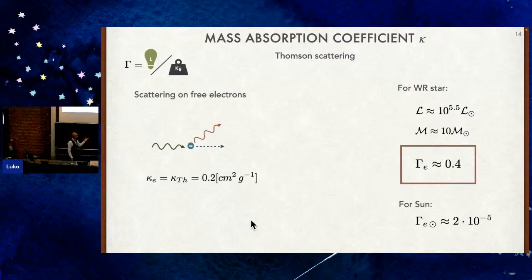What this means is that nearly half of the force of gravity is overcome by the force of radiation. If we do the same calculation, for instance, for the Sun, we work out this number to be very, very small. This explains why, for instance, the Sun does not have winds that are driven by radiation.